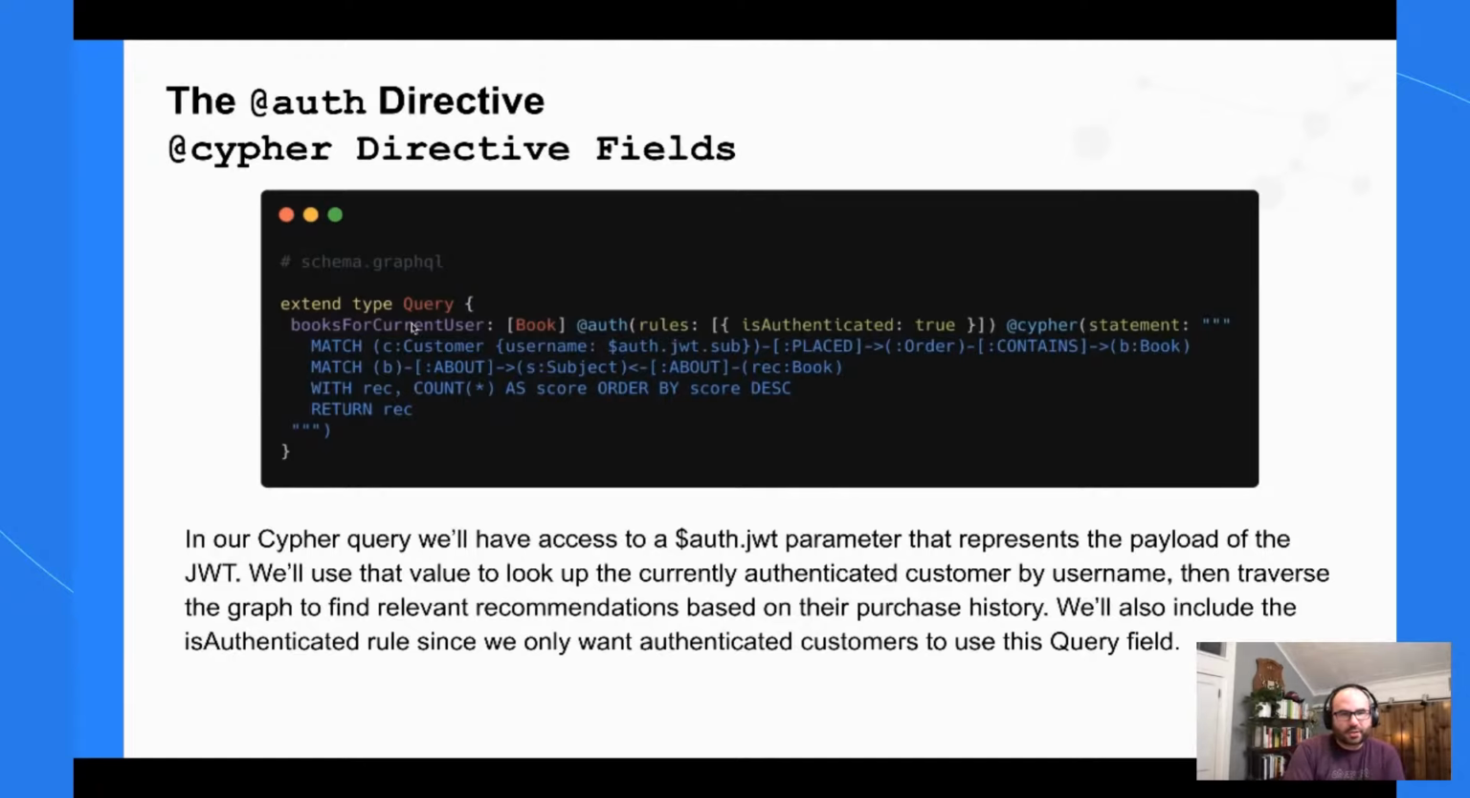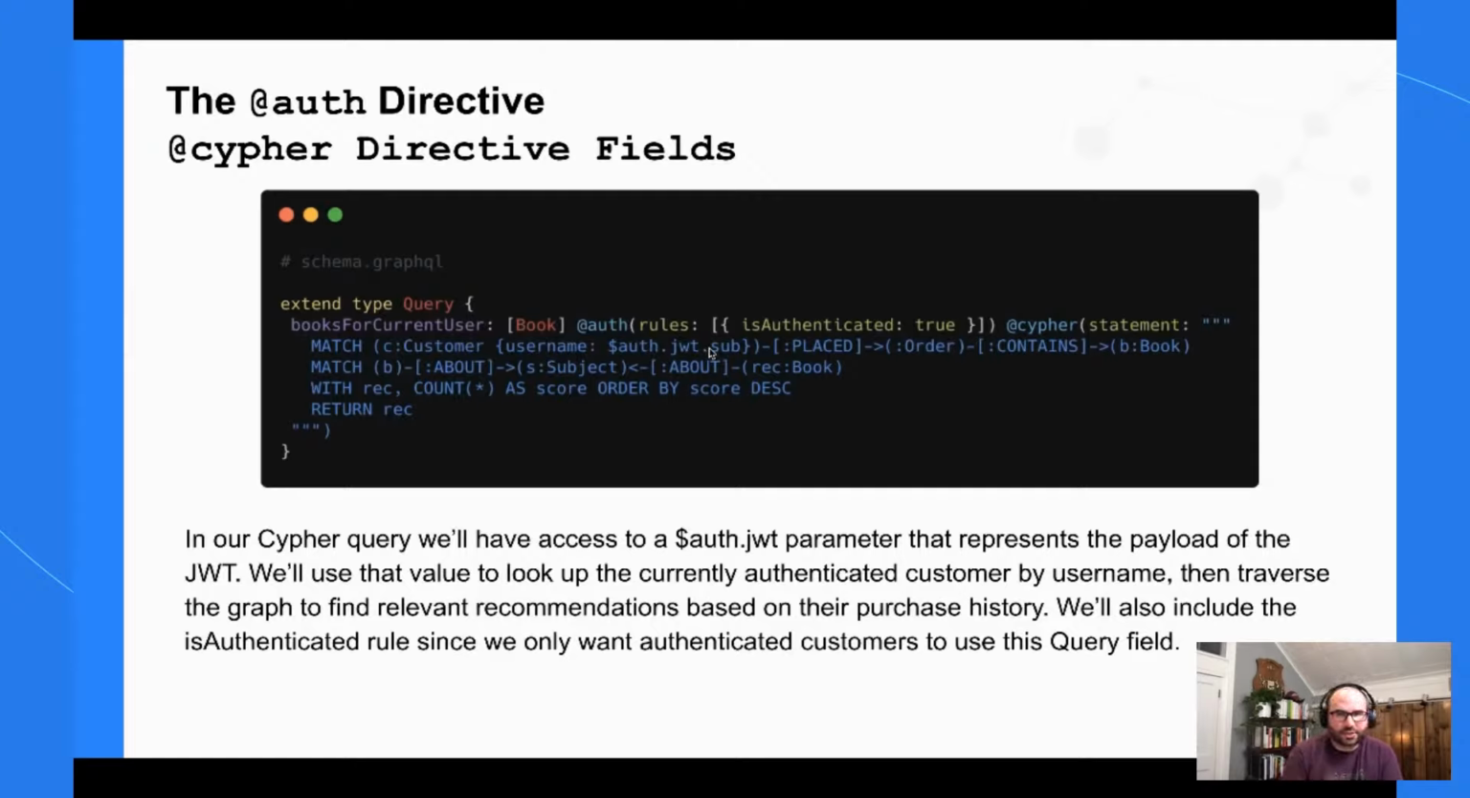So here we've added a books for current user query field that has an is authenticated auth rule. So only authenticated users will be able to access this field. And then what this is doing is looking up the currently authenticated user in the database by matching on their username, where the username is the sub claim from the JSON Web Token.